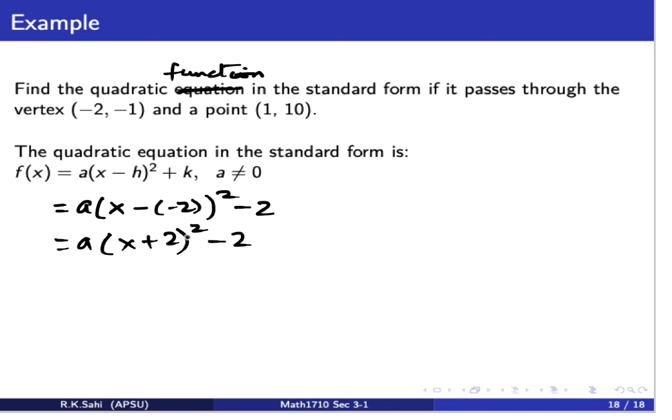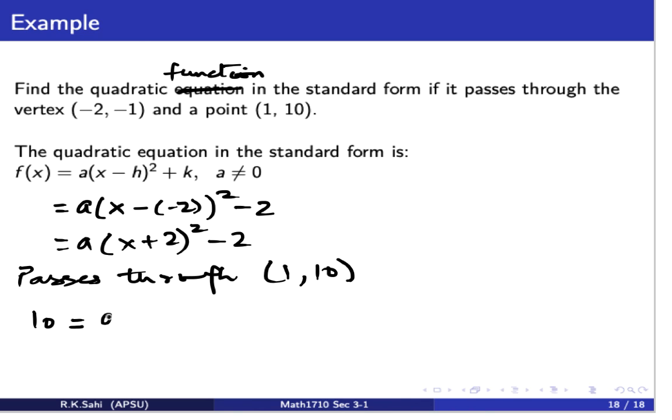Now, it passes through the point (1, 10). That means 1 is x, 10 is f(x). So 10 equals a(1 + 2) the whole square. K is minus 1, guys. I made a mistake, so I'm not writing this. Sorry, guys. Yeah, k is minus 1. My fault. Okay, minus 1.